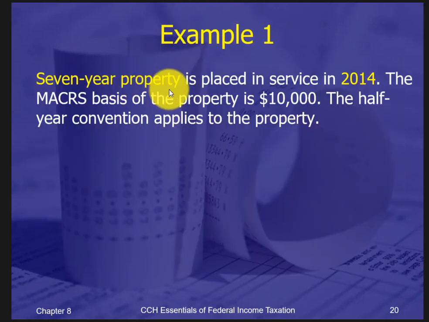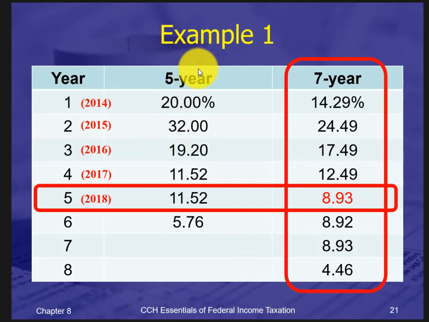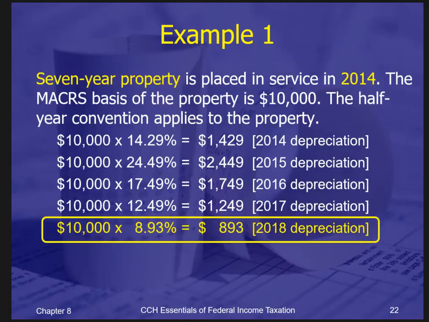So if we had 7-year property, placed in service clear back in 2014, and we're still depreciating it, and it was $10,000, we would take that $10,000, go to the 7-year table, and go down to the year 2018, the 5th year. So the first year would have been 2014, second year 2015, and so forth. We're in the 5th year, so we would multiply it by 0.0893 or 8.93% to get the depreciation for year 5. So there's how that would be calculated each year.